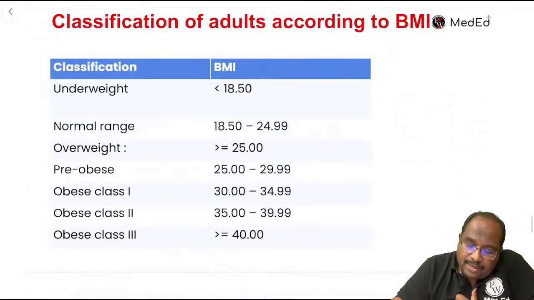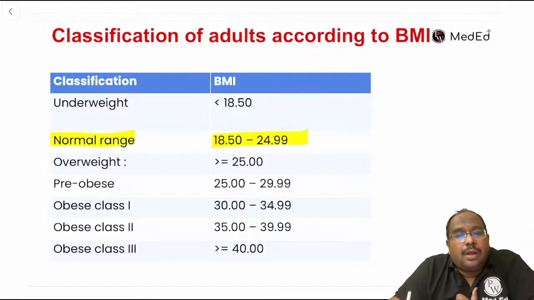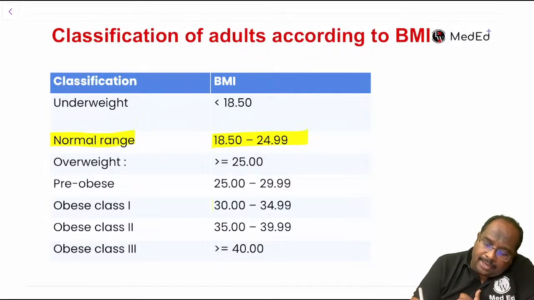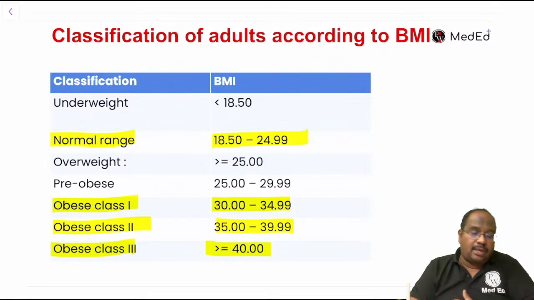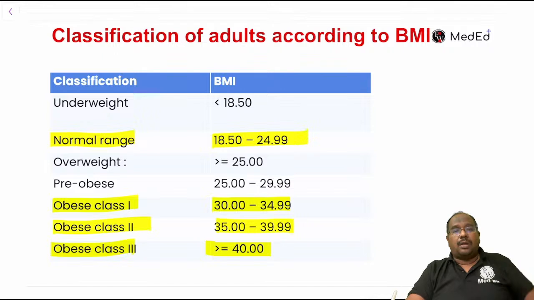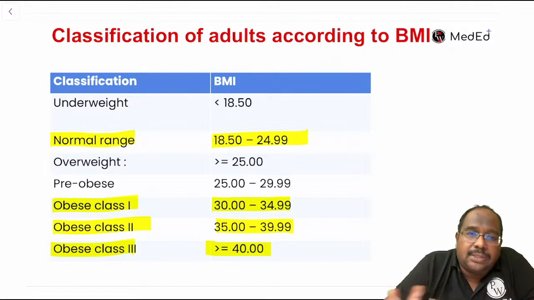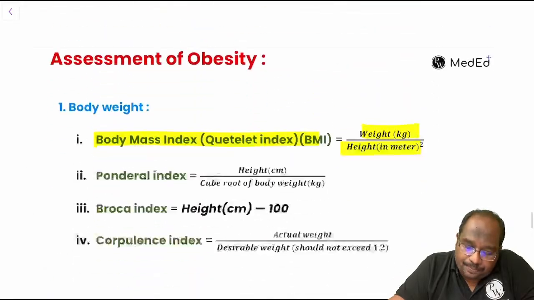So look here, this is how we classify it. Normal is 18.5 to 24.9. 25 to 29.9 is pre-obese, guys. Obese class 1 is 30 to 34.9, obese class 2 is 35 to 39.9, and obese class 3 is greater than or equal to 40. This is the Quetelet index.